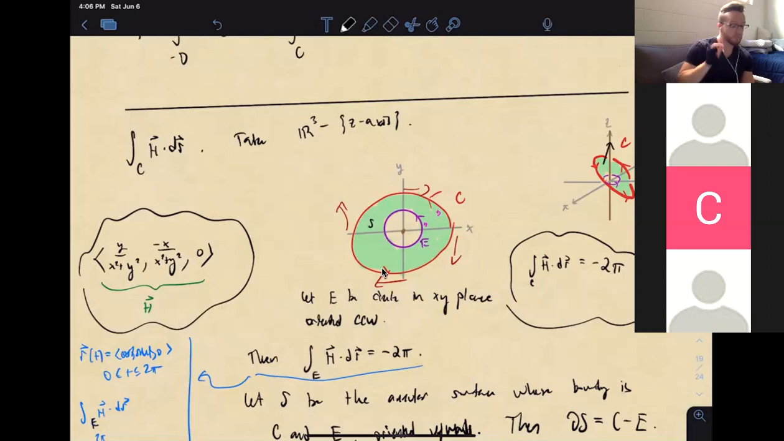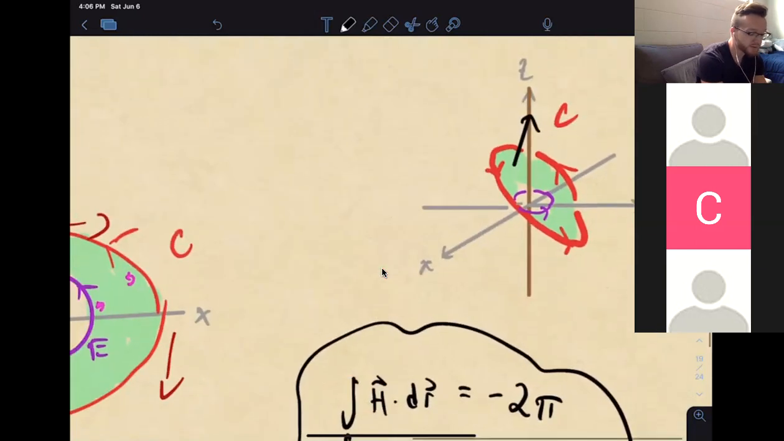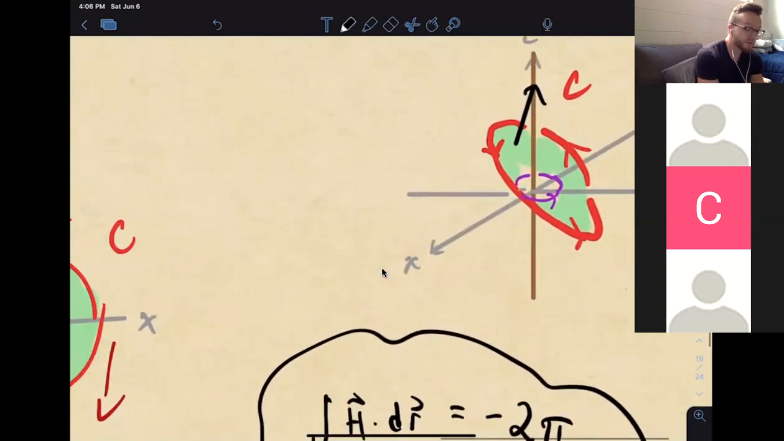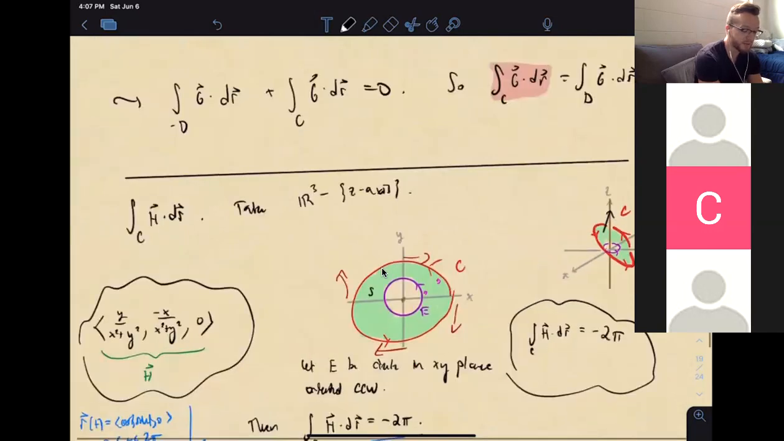And I really do actually want to include the y-axis because in order to define this green surface, that green surface goes through the y-axis, right? Like it includes the y-axis in part. So I really do need to define it. So I do need to include the y-axis.